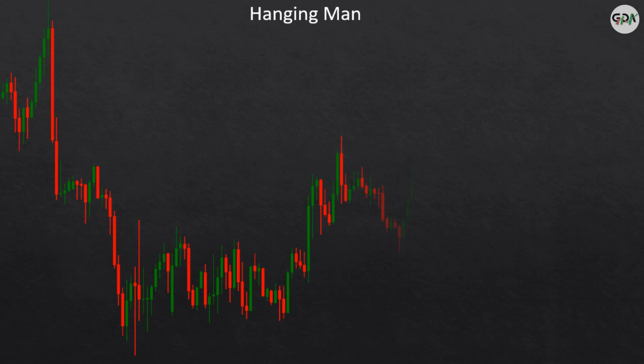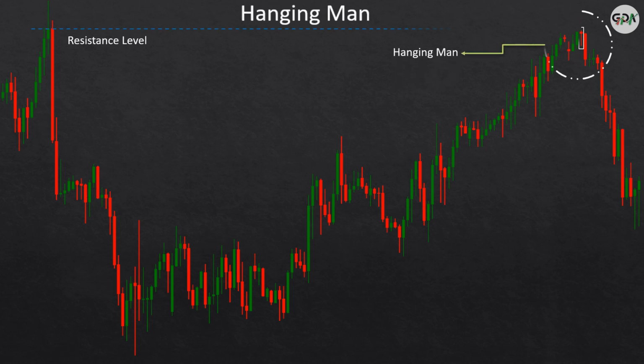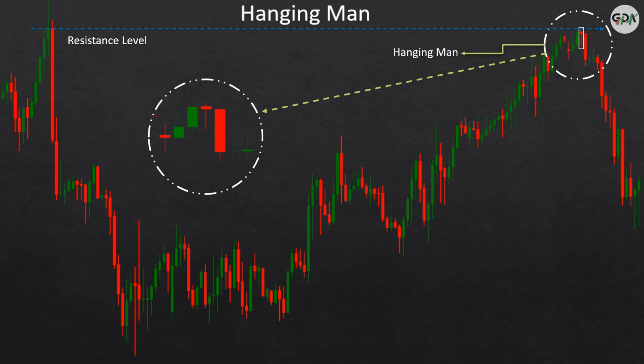Let us take an example. In this chart, previous price action was in uptrend. Hanging man was formed on the top or at the resistance level to show its potential strength of bears in probing the lower prices. Next candle closing below the hanging man will confirm its further down direction.